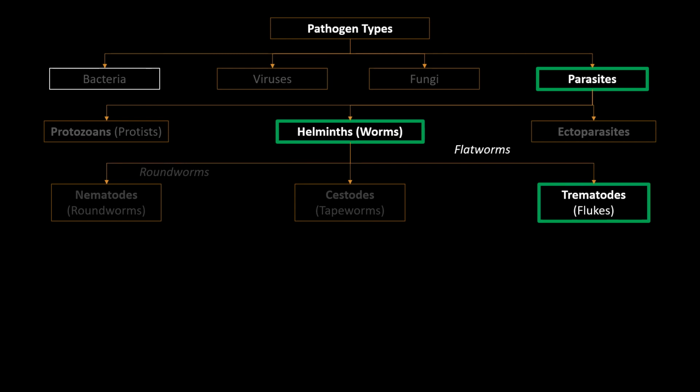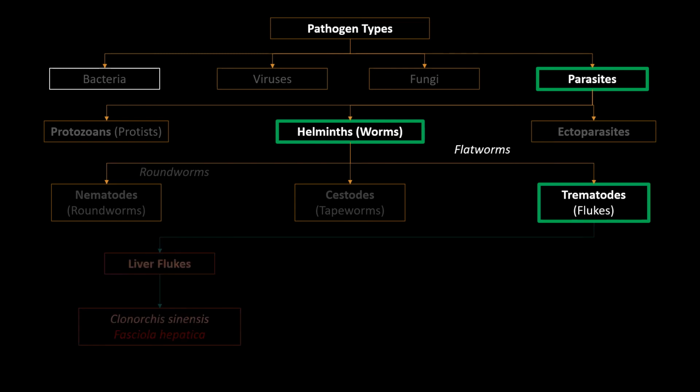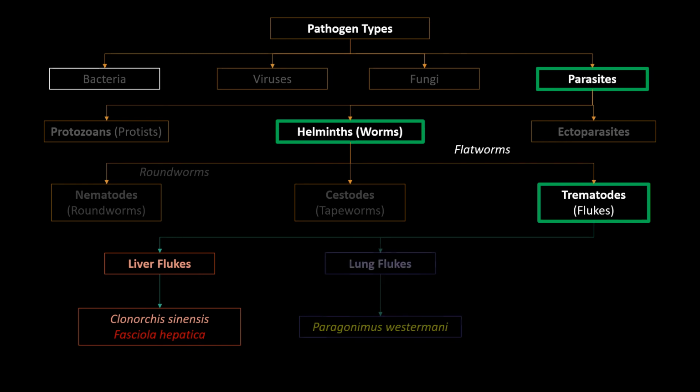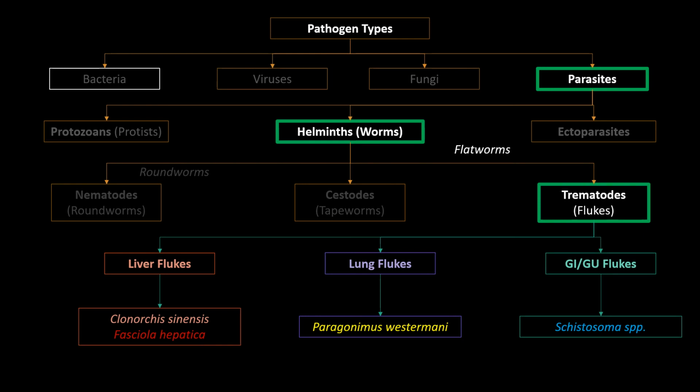the flukes by where they have a predilection for establishing residence in their human host. Flukes that infect the liver and biliary tree include Clonorchis sinensis and Fasciola hepatica. A fluke that infects the lungs characteristically is Paragonimus westermani, and the most important fluke globally, Schistosoma, is known to infect either the urinary bladder or the GI tract long term.